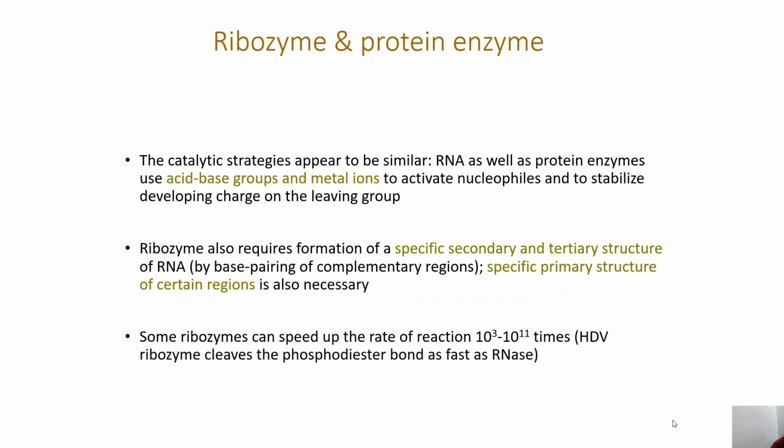The catalytic strategies appear to be similar. RNA as well as protein enzymes use acid-base groups and metal ions to activate nucleophiles and to stabilize developing charge on the leaving group. A ribozyme also requires formation of a specific secondary and tertiary structure of RNA by base pairing of complementary regions. Specific primary structure of certain regions is also necessary. Some ribozymes can speed up the rate of reaction 10 to the power 3 to 10 to the power 11 times. The HDV ribozyme cleaves the phosphodiester bond as fast as protein RNases.